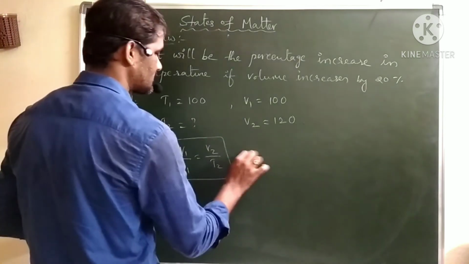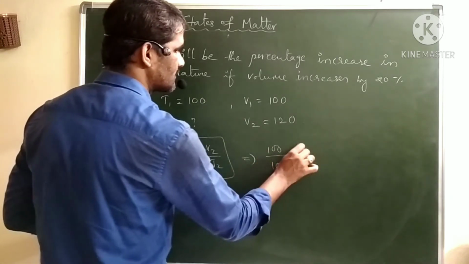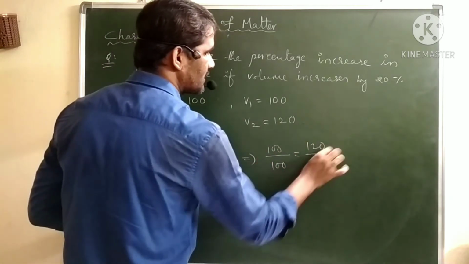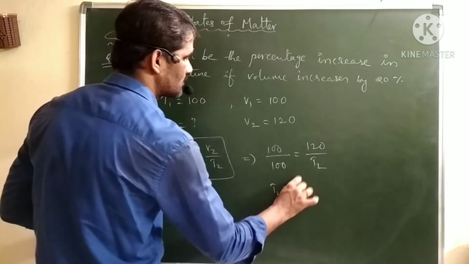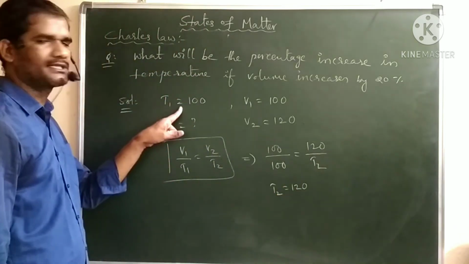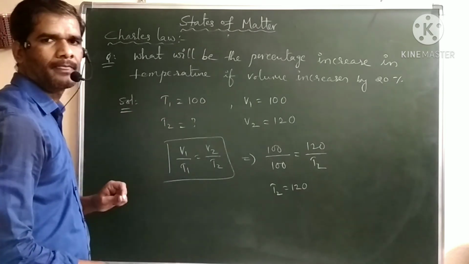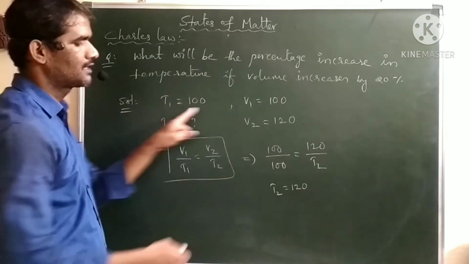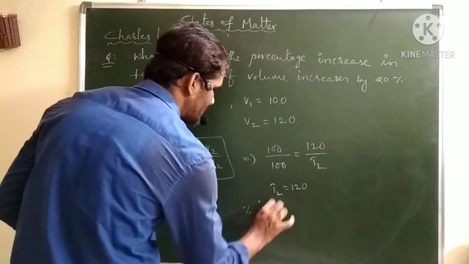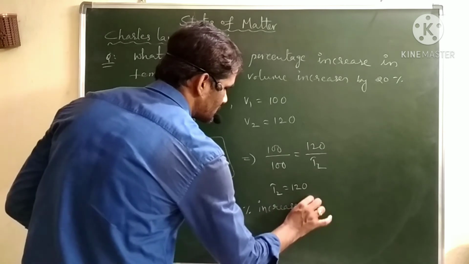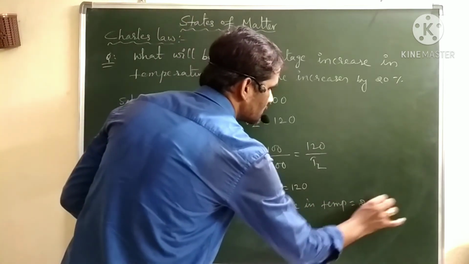This is the formula we have. So from this, V1 is 100 and T1 is 100, V2 is 120 and T2 we have to calculate. From this, the T2 is equals to 120. So initial temperature is 100 and the final temperature is 120. Then what is the change? So percentage increasing in temperature, 100 to 120 means 20% increasing. So percentage increasing in temperature is equals to 20%.